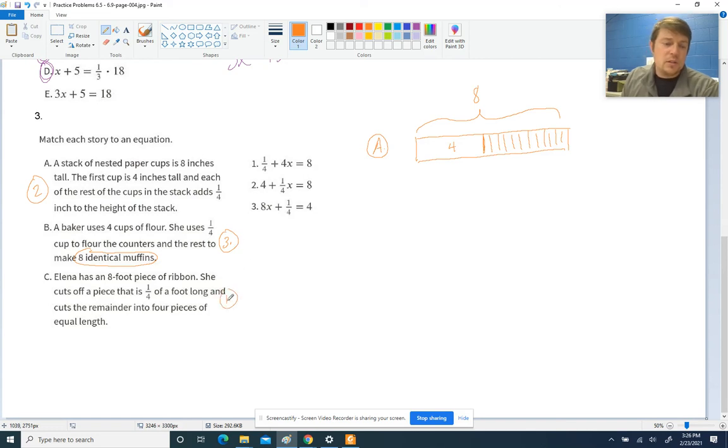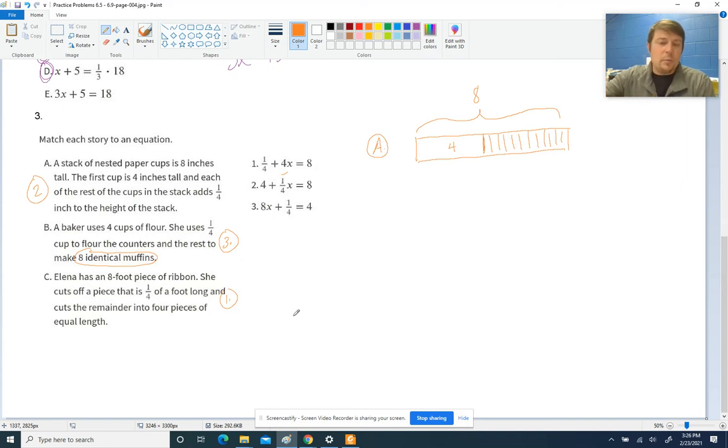All right, let's just check and make sure. An 8-foot piece of ribbon. She cuts off a piece that's a quarter of a foot, so that would be the little extra, and then splits it up into 4 identical pieces, 4 x's. Yeah, so that matches. 2, 3, 1.